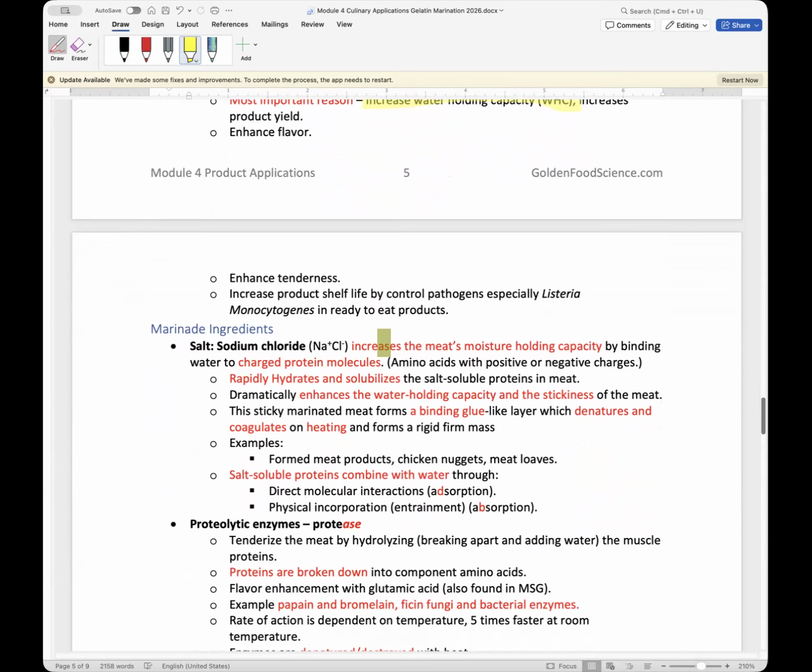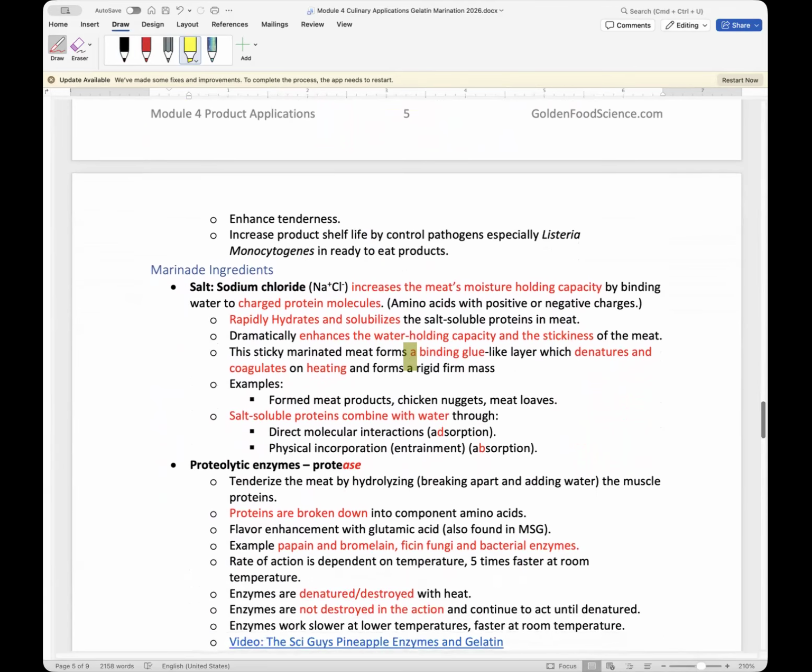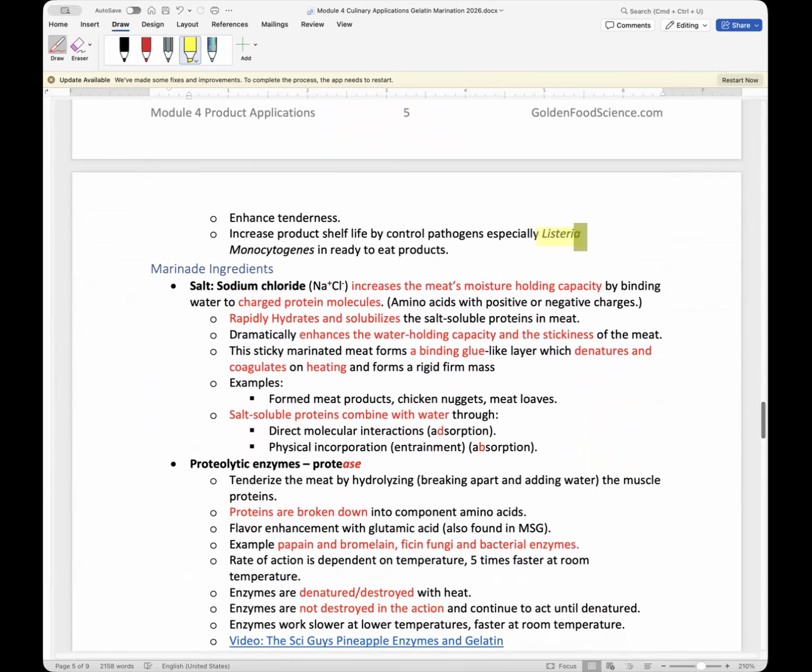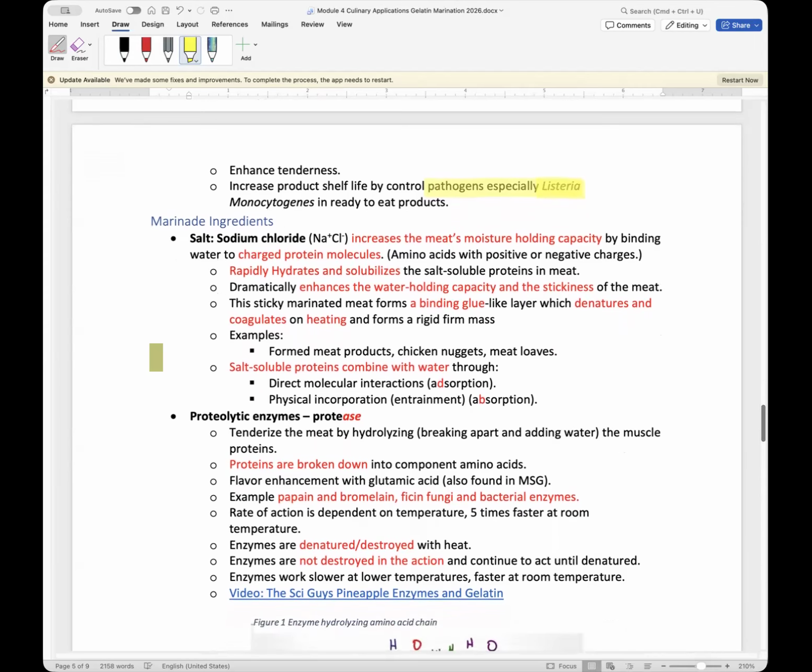It says increase product shelf life by controlling pathogens. Okay. We say, you can also use this as an excuse. It'll control pathogens, especially listeria. I read that somewhere.